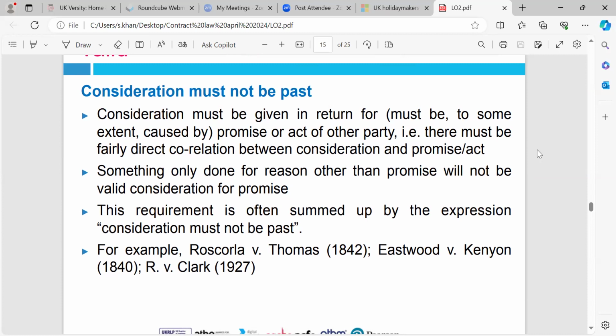In the Roscorla v Thomas case, 1842, Roscorla purchased a horse from Thomas. Thomas then promised the horse was sound. The horse was, in fact, not sound, and Roscorla sued for breach of contract. The court said that he had no case. The only consideration he had given was past by the time the promise was made, and the contract was merely that Thomas would deliver the horse on request.